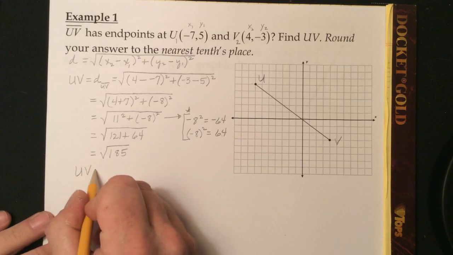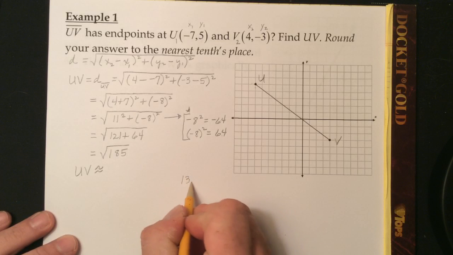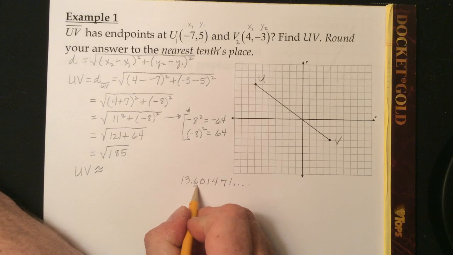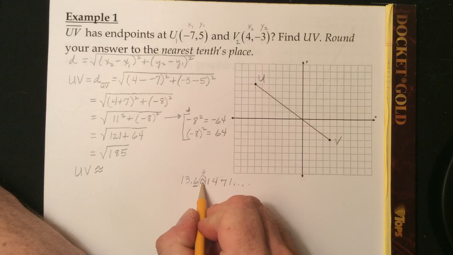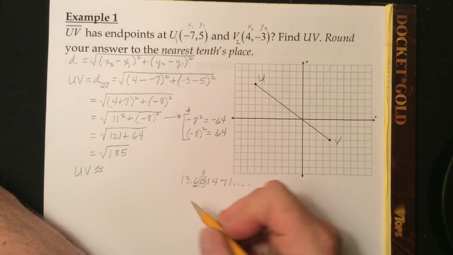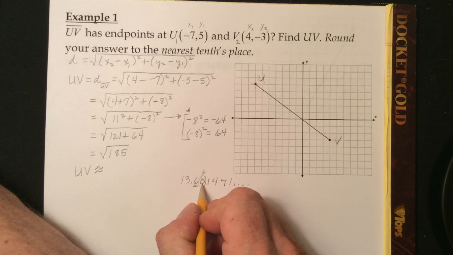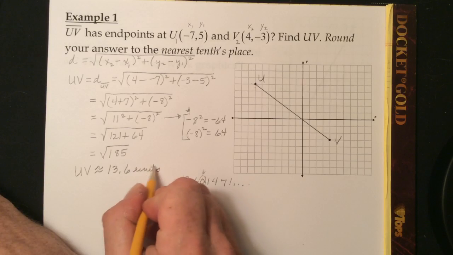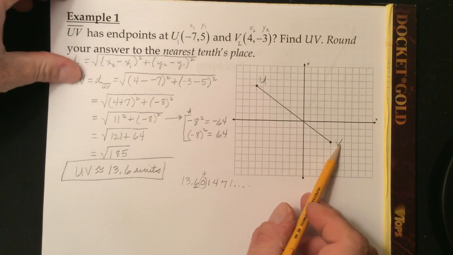So the length of UV is approximately equal to, take your calculator, put in the square root of 185. You're going to get about 13.601471 and so forth. They want us to round to the tenths place. Look at the next place to the right, which in this case is the hundredths. If this is 0 through 4, the tenths place digit stays the same. If this is 5 through 9, the tenths digit has to be pushed up 1 to 7. So therefore, rounding to the tenths place, we have about 13.6 units. So the length of segment UV is about 13 6/10 units long.